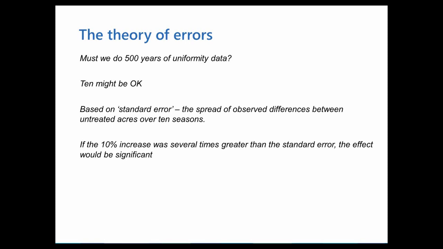Define this thing called a standard error, which might bring back bad memories for some viewers, but anyway, just a number that measures the spread of observed differences between untreated acres over 10 seasons. He derived some results that said if the 10% increase was several times greater than the standard error, as derived from those observed differences, the effect would be significant under that 5% definition. So from 500 to 10.